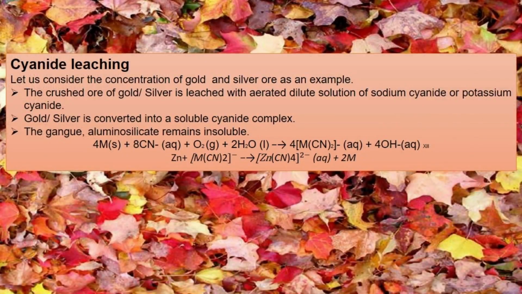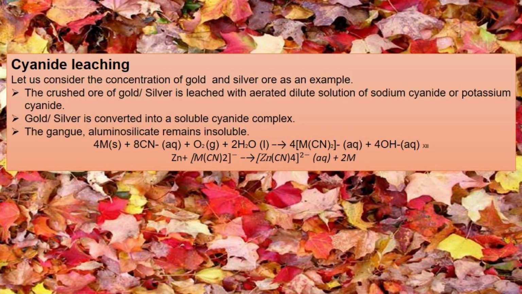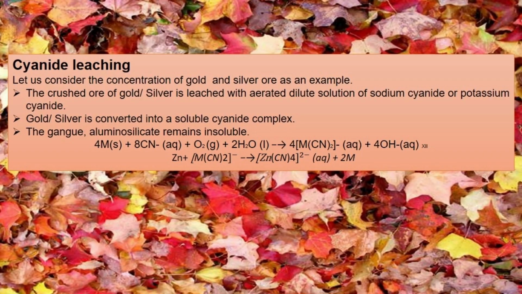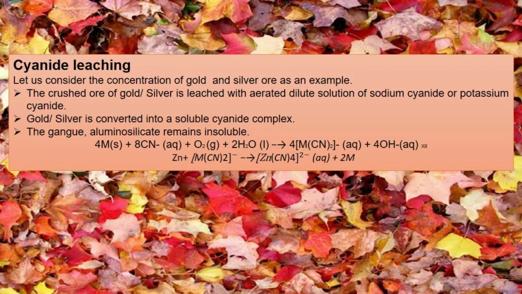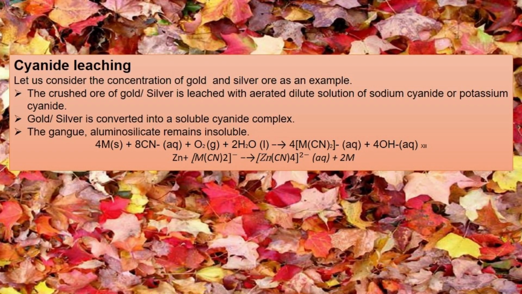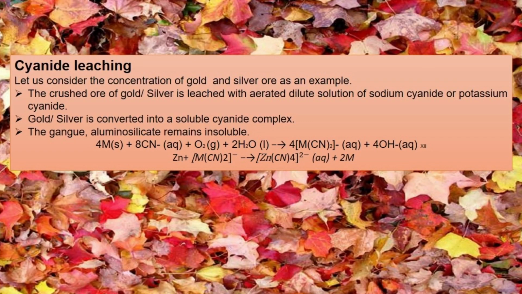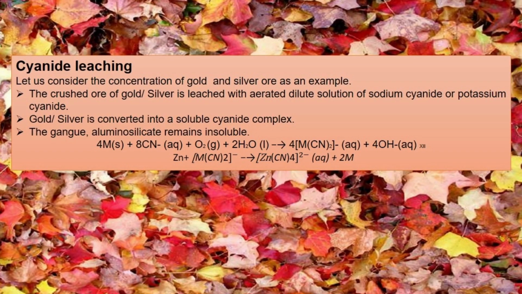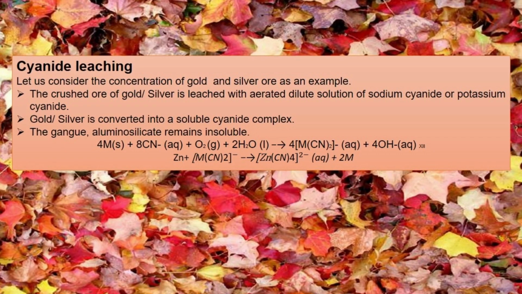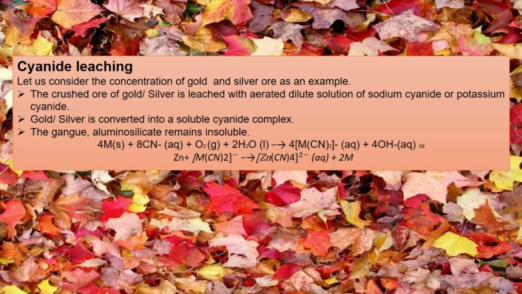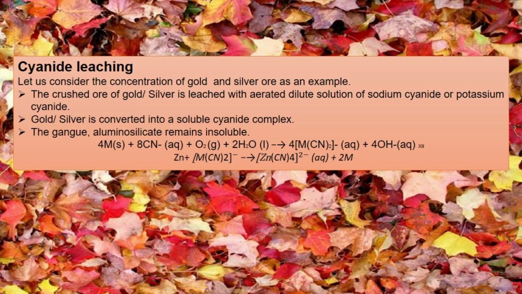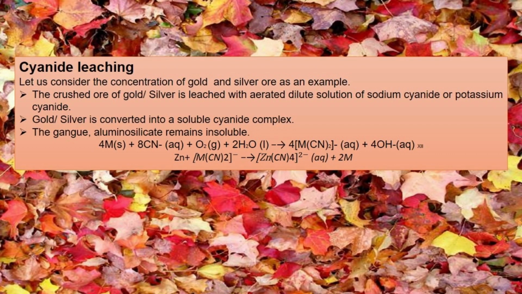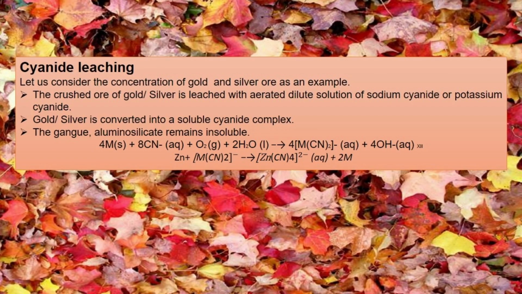Next we will discuss cyanide leaching. This method is suitable to concentrate gold or silver ore. Here we take the powdered gold or silver ore and we treat it with sodium cyanide or potassium cyanide. So the gold ore or the silver ore will be converted to a soluble cyanide complex, whereas the impurities present in it will remain insoluble. Thus the ore can be separated from the gangue.